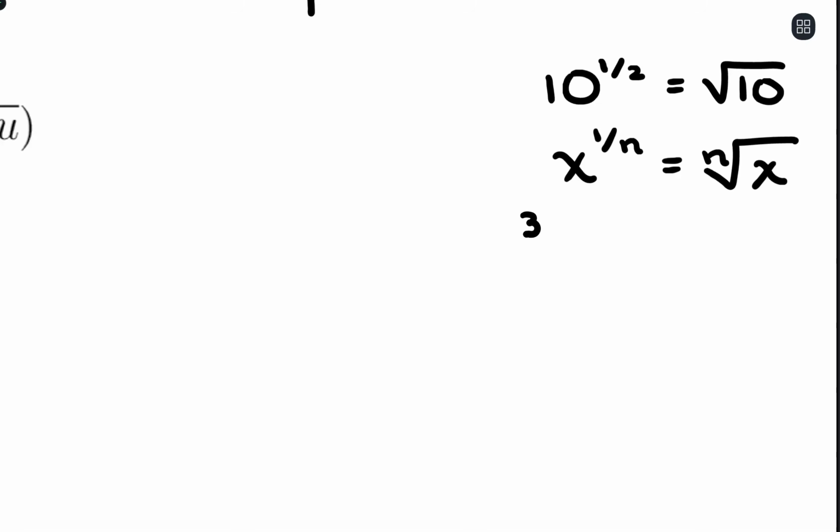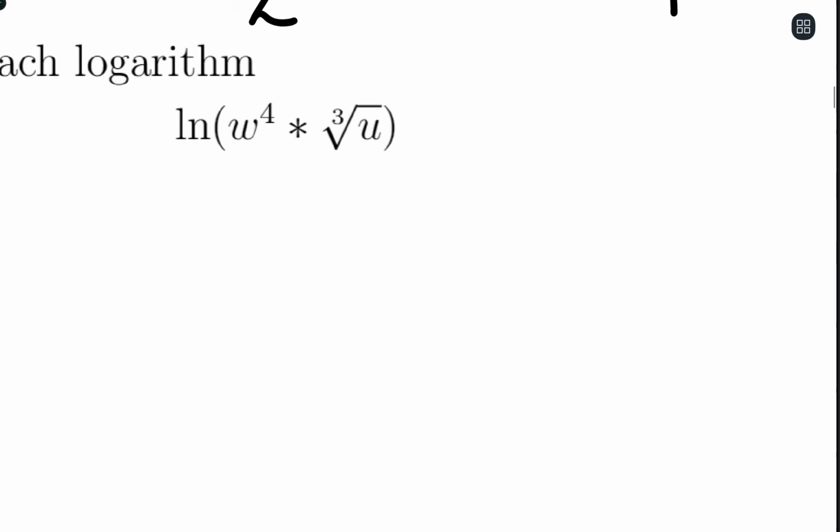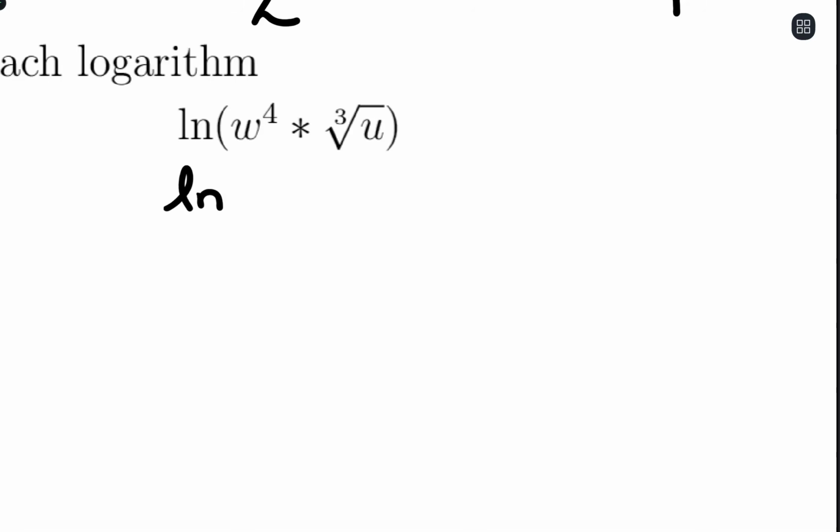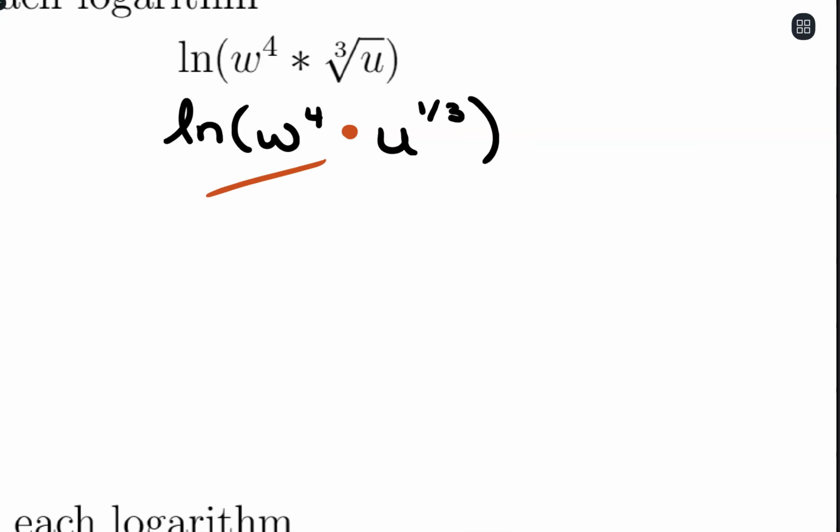So what I'm going to do is, since we have the cube root of u, just because our exponential form can help us here with our logarithms, I'm going to change this to u to the 1/3. So the exponent is going to be 1/3 so that it matches up with that cube root. So I'm just going to rewrite this natural log of w to the 4th times u to the 1/3. Okay, so we have multiplication inside the logarithm. So what we can do is expand using addition.